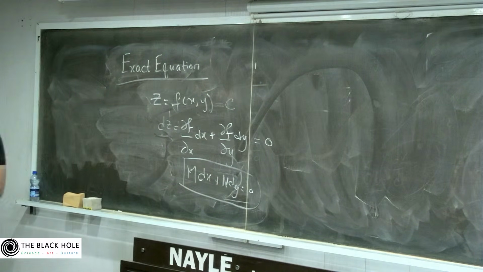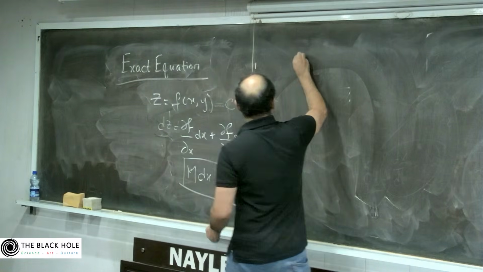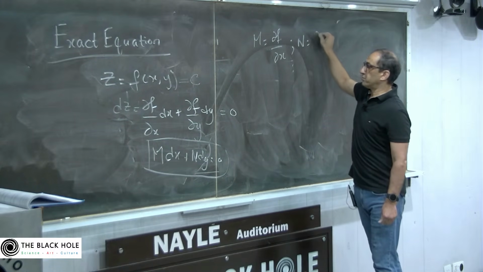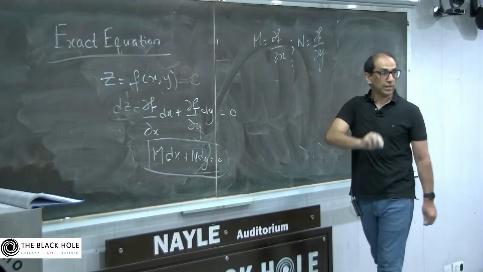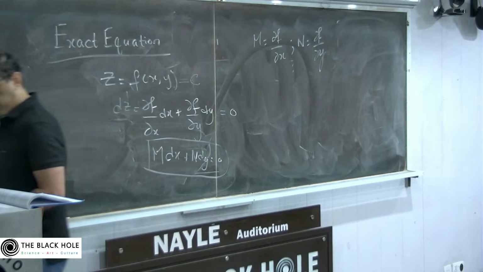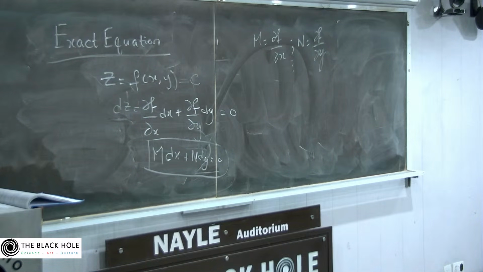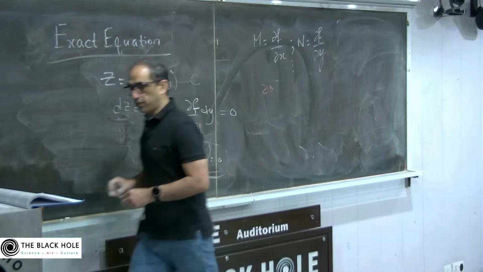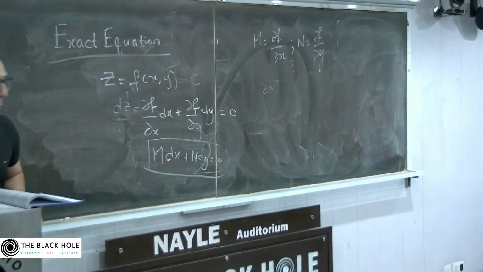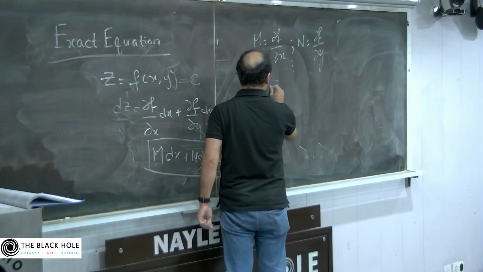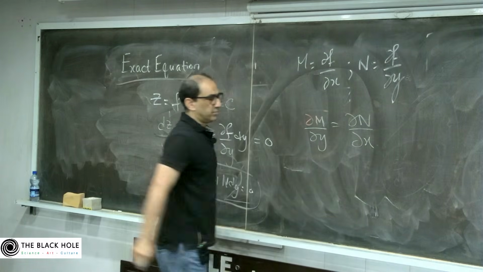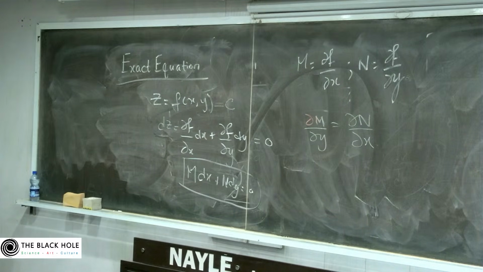Okay? So it means M is equal to ∂f/∂x and N is equal to ∂f/∂y. So the criteria for an equation to be exact is that ∂M/∂y should be equal to ∂N/∂x, right?